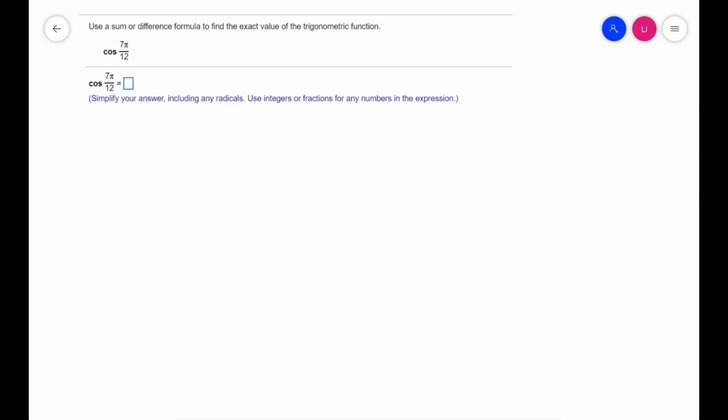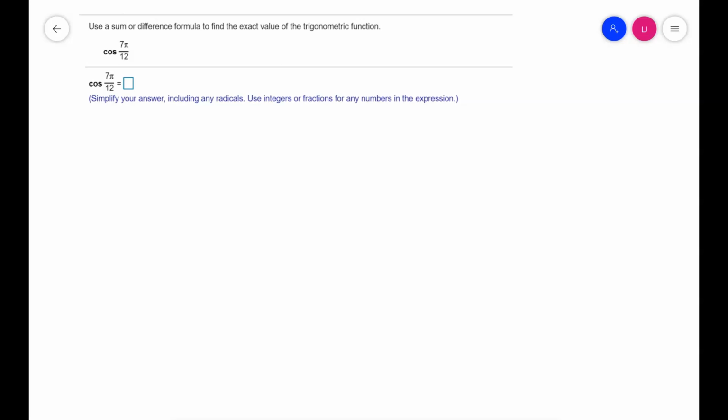This problem is asking us to find the cosine of 7 pi over 12. Well, 7 pi over 12 is not one of those nice, neat numbers or angles that we know on the unit circle. So here they recommend that we use the sum or difference formula. Well, how do we do that?